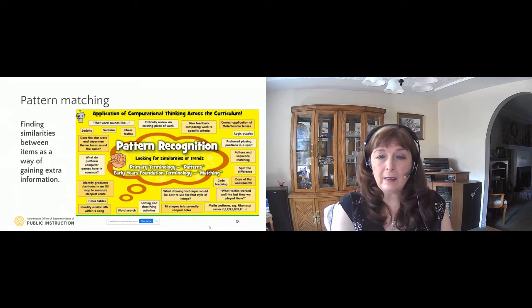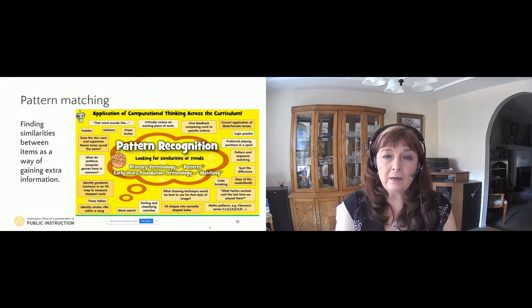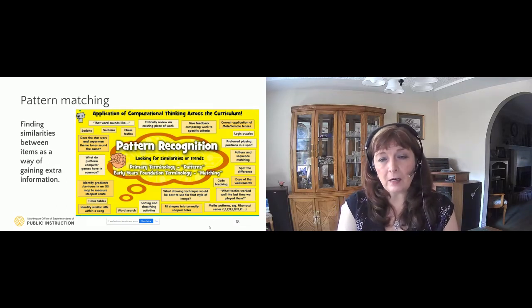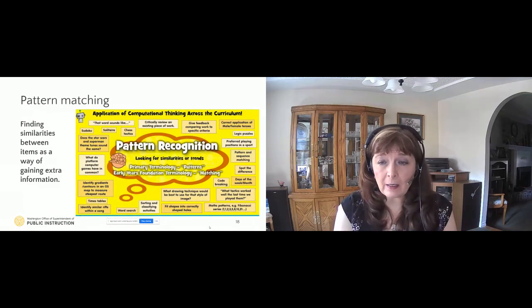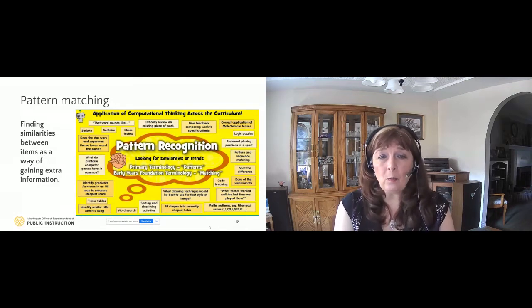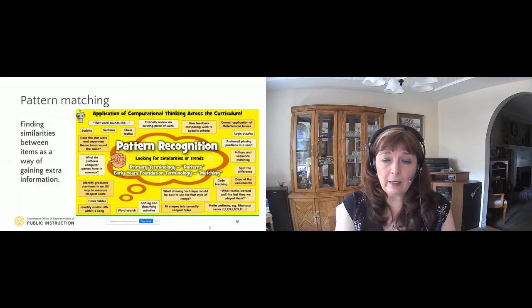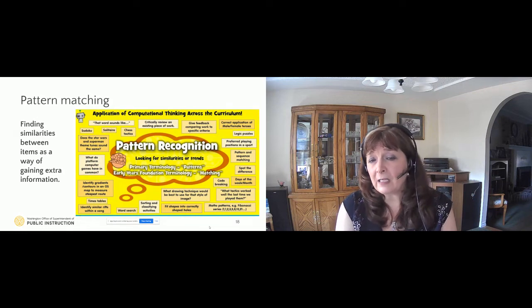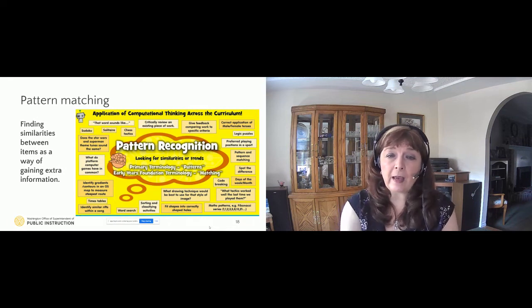The second one is pattern recognition, and there's a good way to look at those processes, but finding similarities between items is a way of gaining some extra information. So can they classify shapes? Can they organize things in days of the week? Even math patterns. When we look at Fibonacci and we can look at the golden rectangle, we can look at all of these other things. But we're looking at patterns, which helps us categorize and organize the information that we've broken apart. It also can lead to solutions as we're working through that. So there are some examples there about pattern recognition.